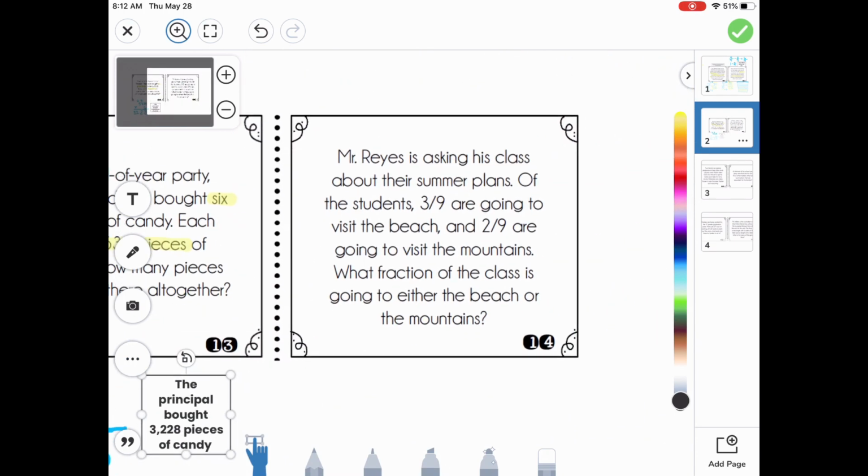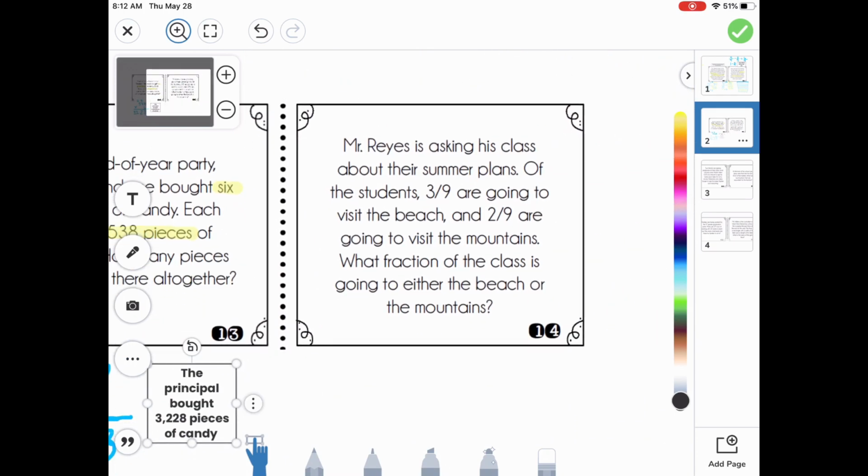All right, the next question says, Mr. Reyes is asking his class about their summer plans. Of the students, 3/9 are going to visit the beach, and 2/9 are going to visit the mountains. What fraction of the class is either going to the beach or the mountains?